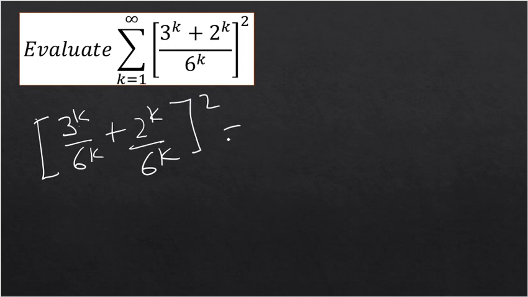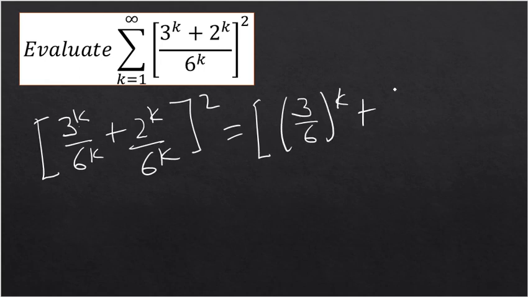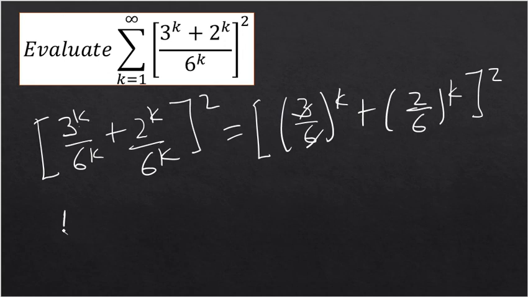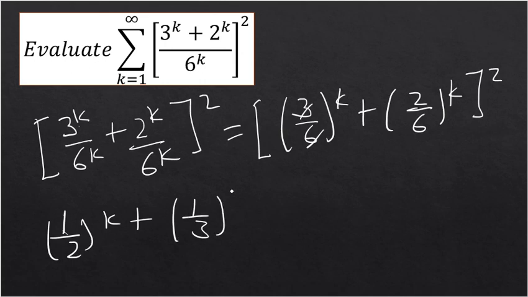So we can write it as (3 over 6)^k plus (2 over 6)^k. We are trying to simplify. Then the whole square still remains. Then we can simplify this one. It's going to be (1 over 2)^k plus (1 over 3)^k, the whole square. That is the next step.